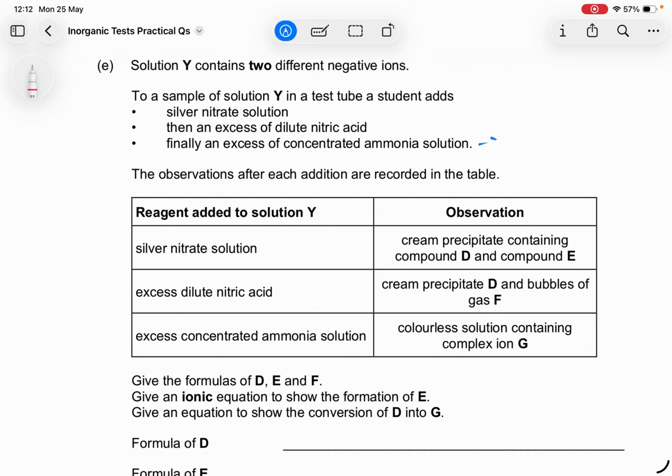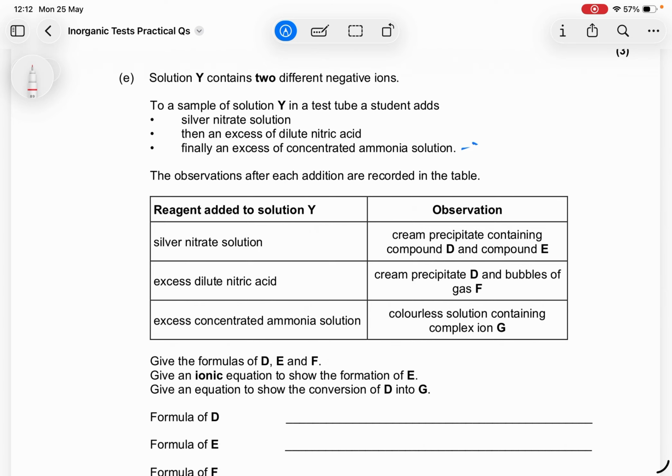Okay, now let's look at the next question, and a really lovely question. I really like this question because it's a good way to practice what's going on here. Solution Y contains two different ions. To a sample of Y, we add silver nitrate. Whenever you see silver nitrate, you know that's a halide test. Excess nitric acid, so that confirms a halide test.